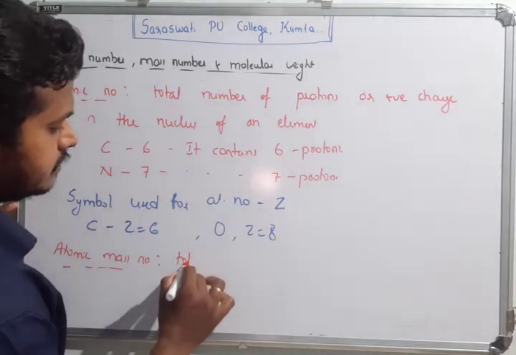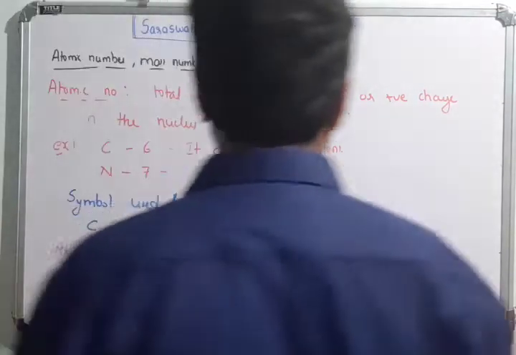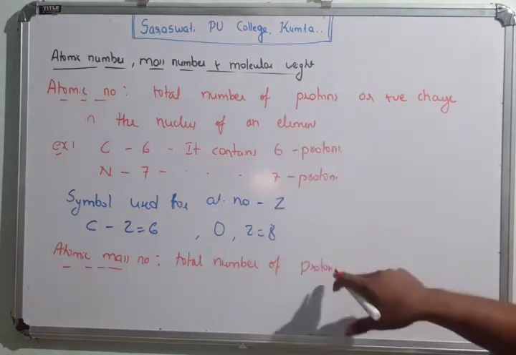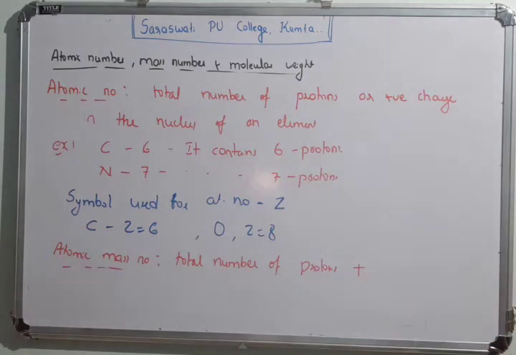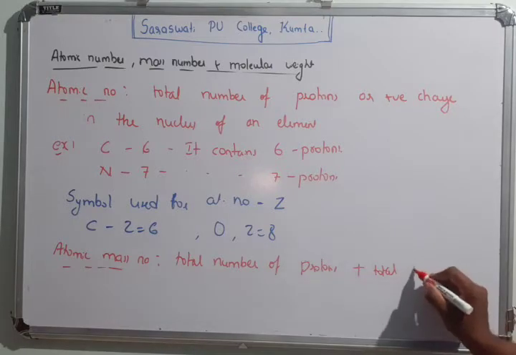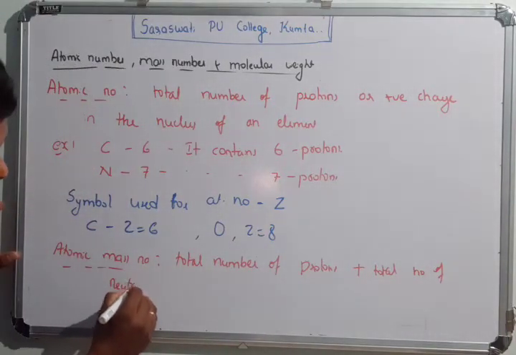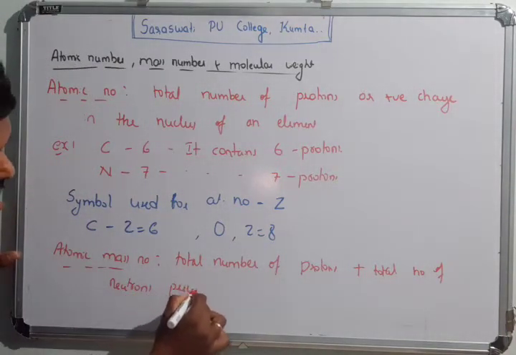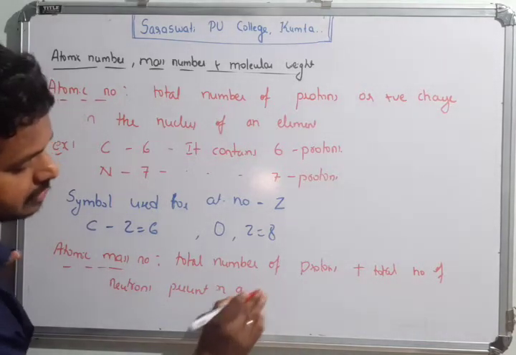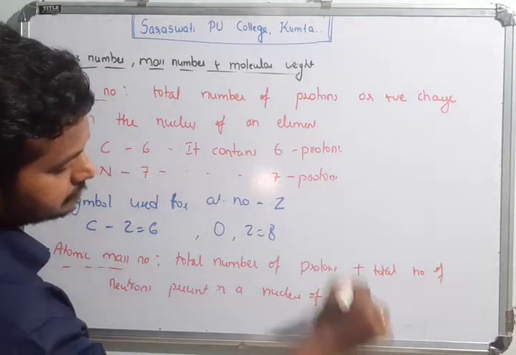It is the total number of protons, right? Protons are here also, but it is not only protons: it is the total number of protons plus the total number of neutrons present in a nucleus of an atom. Got it?